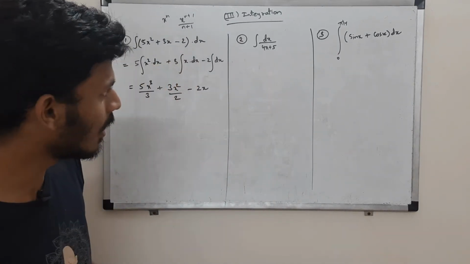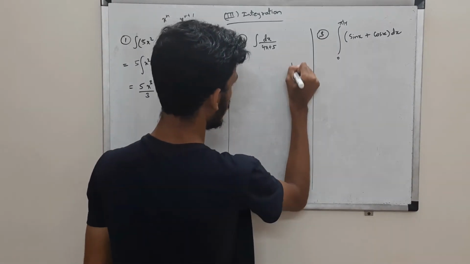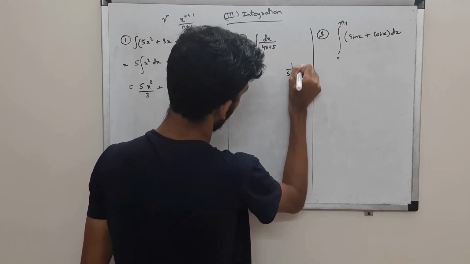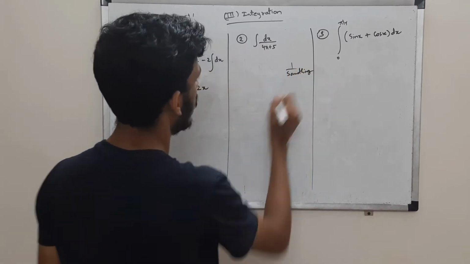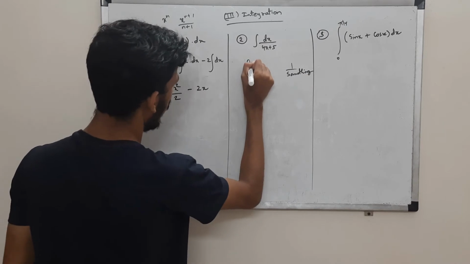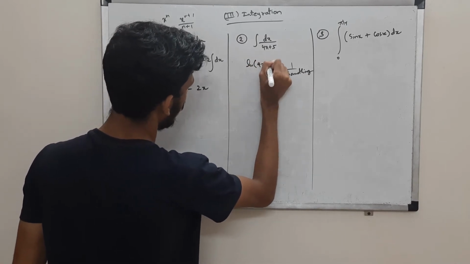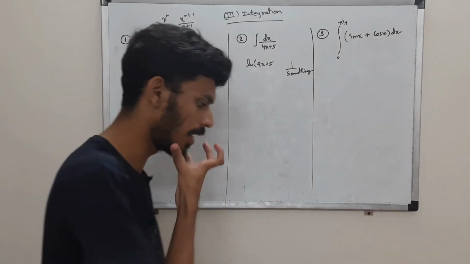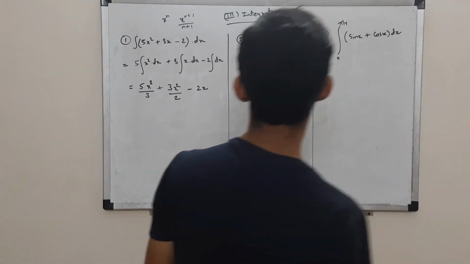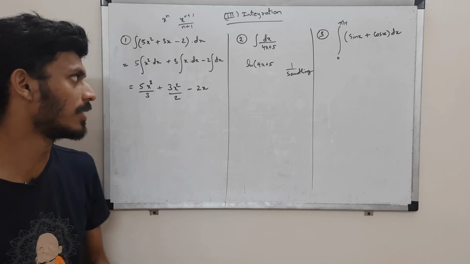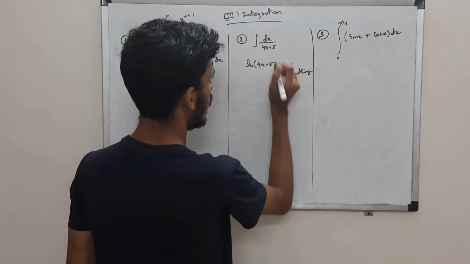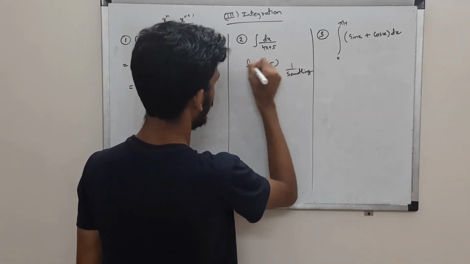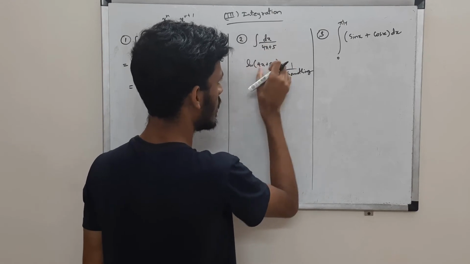Now this is a trickier one. This is of the form 1 upon something. So the answer should be ln of it. Because if you remember the integration, the integration of 1 by x is ln of x. So this is 1 upon something, so the integration of 1 upon something is ln of something.